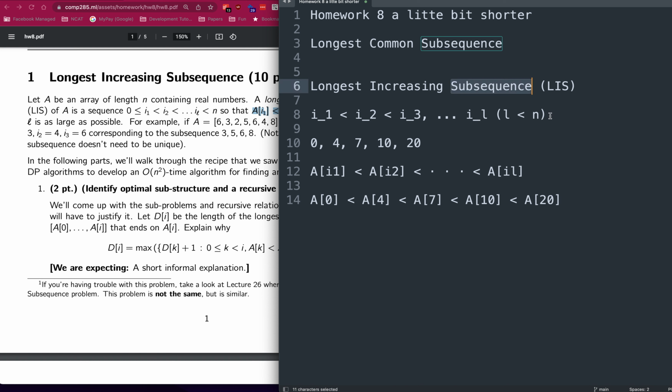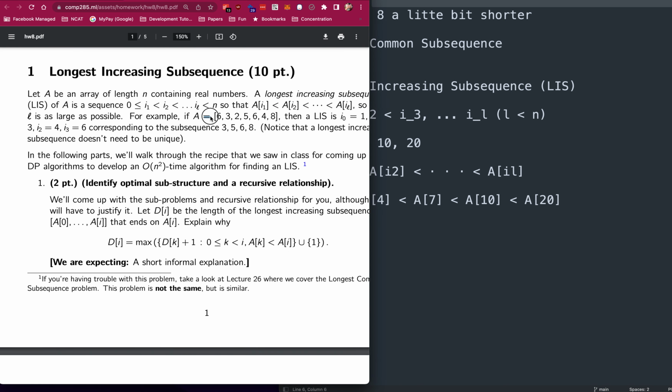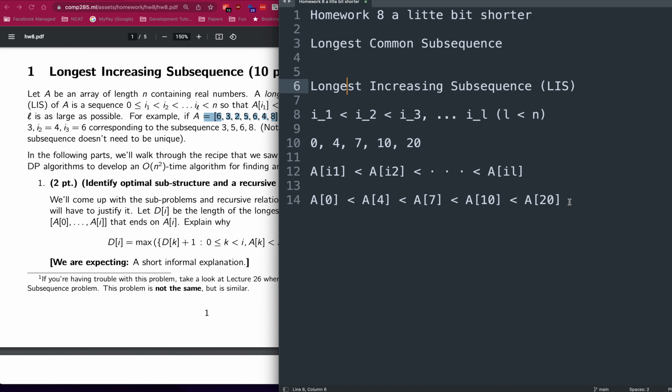It's a subsequence because the indices are in order, so we're not rearranging the order of the original. It's increasing because the values are strictly increasing. And then what we want to do is find the longest one. They actually give us an example as well, so you should take a look at that.